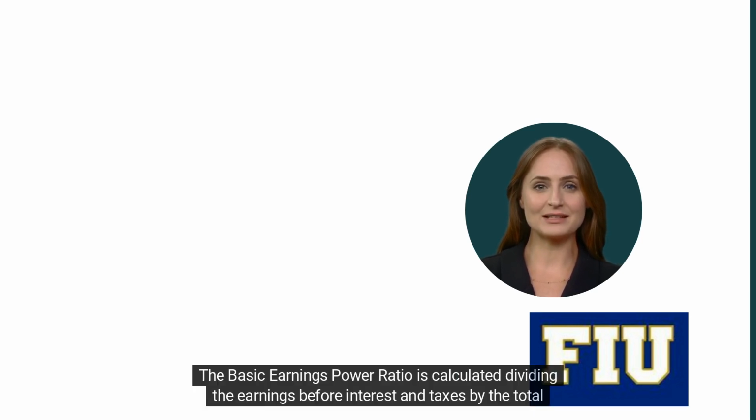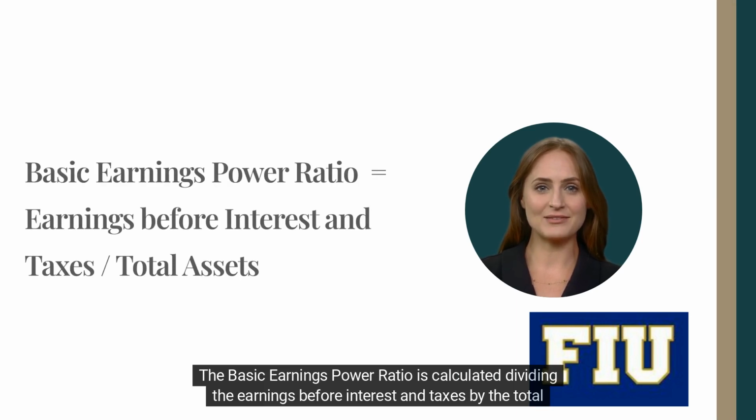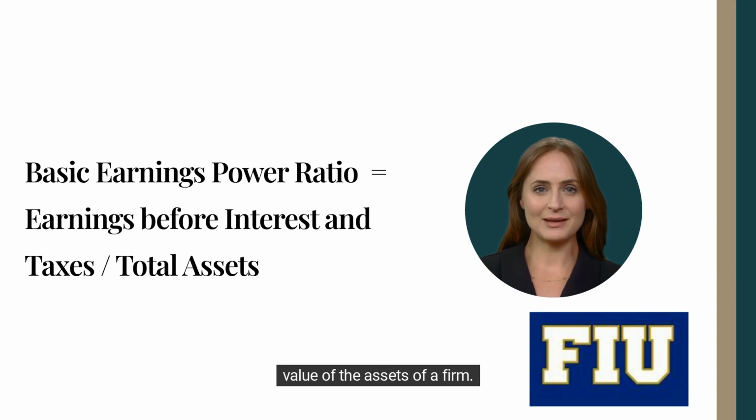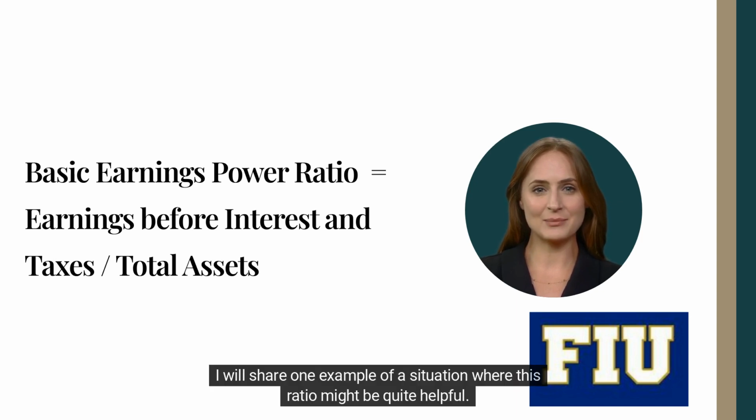The basic earnings power ratio is calculated dividing the earnings before interest and taxes by the total value of the assets of a firm. But when is this ratio helpful? I will share one example of a situation where this ratio might be quite helpful.